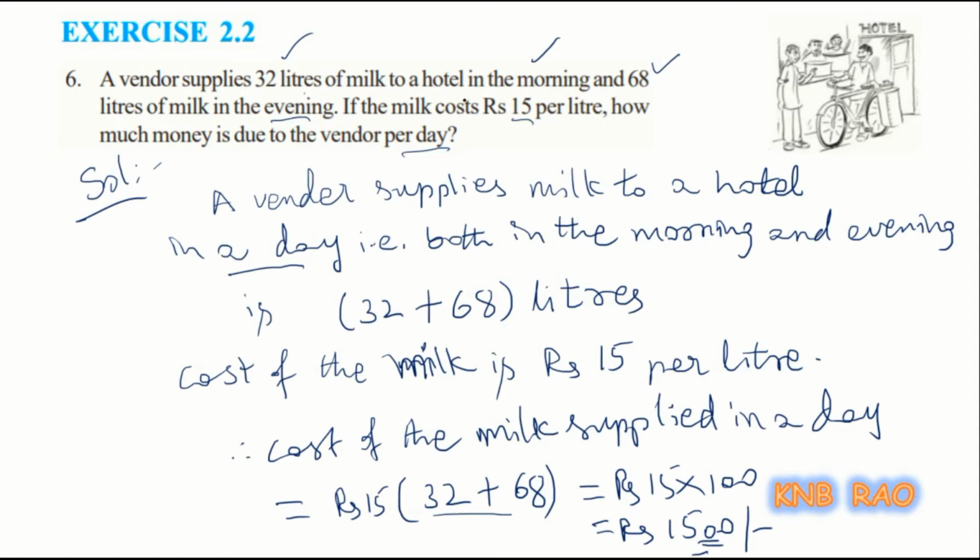Here you are using, instead of calculating 15 rupees into 32, then 15 into 68, adding those two products, instead of that we can straight away find how much is the milk that's supplied in a day by that supplier or by that vendor. So we can find that 100 liters and we can calculate with this product of 15 with the 100 liters. Okay. Now this is question number 6.